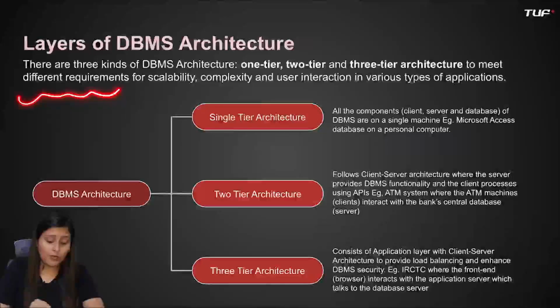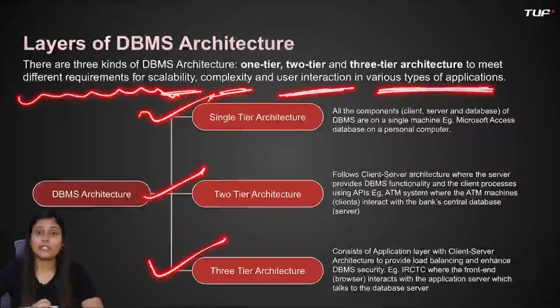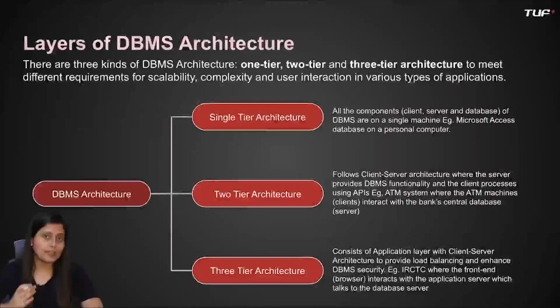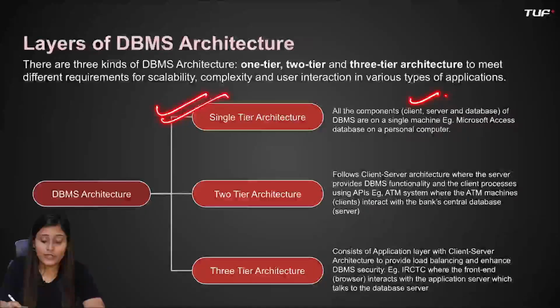To meet different requirements for scalability, complexity and user interaction in various types of applications, on the basis of need, we use three different types: single tier, 2 tier and 3 tier architecture. In the case of single tier, all the components like client who requests, server who responds back and database which actually saves the data are on a single machine. An example of this is Microsoft Access database on a personal computer. So single tier architecture is where client, server and database all exist on a single machine.